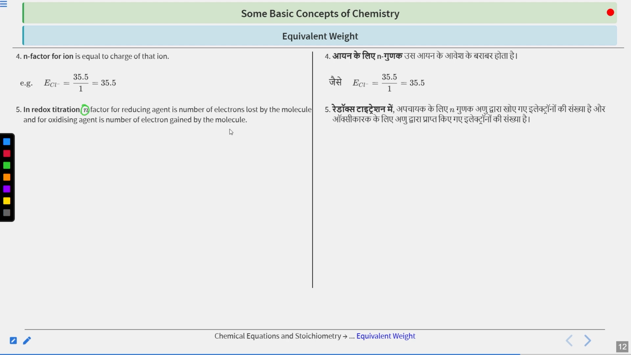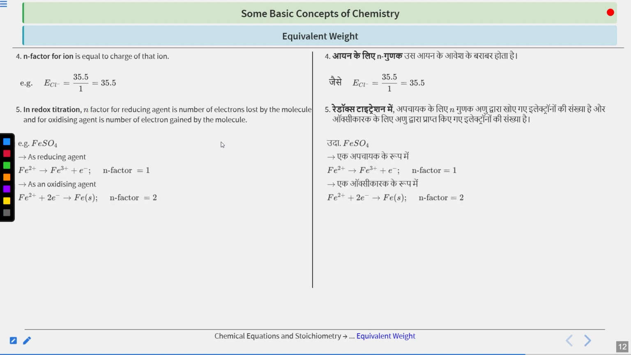Okay, so suppose Fe2+ is going to Fe3+, then in that case your n factor will be 1. And for the oxidizing agent, what will it be? It will be just the opposite of that, right? It is the electrons gained by that molecule. Clear?